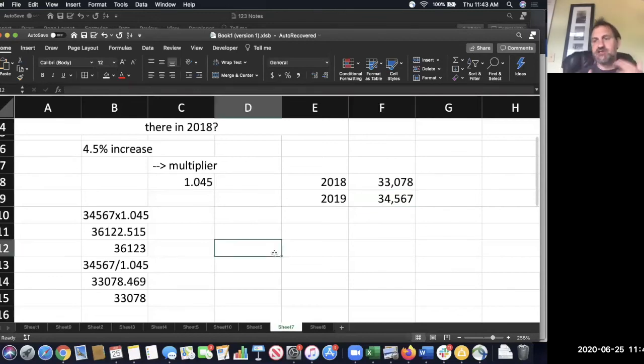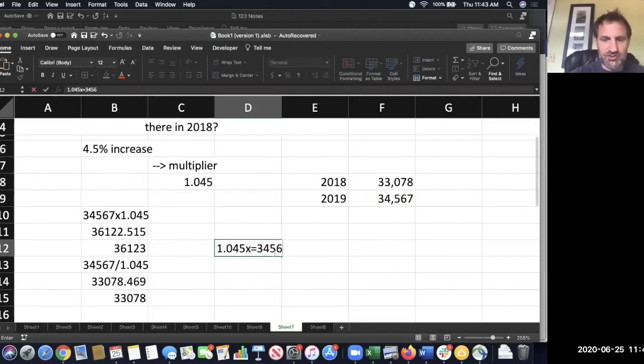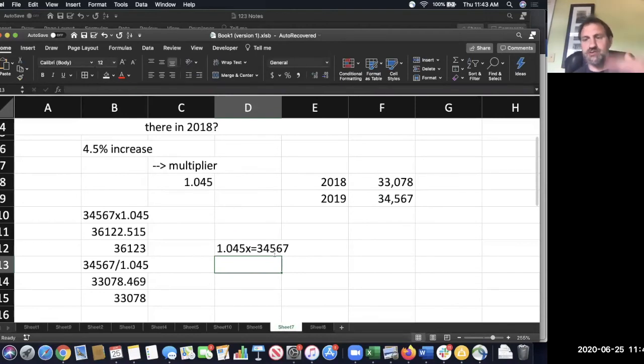That creates kind of an algebraic situation. We don't need to see it algebraically, but let me just show it to you anyways. Basically, we have this situation, a 4.5% increase, which is the 1.045 multiplier. So that times however many people there were taking bus rides in 2018 gives us 34,567. So how do we solve that problem? Well, algebraically, we undo the multiplication by dividing. So that's why we end up dividing here.